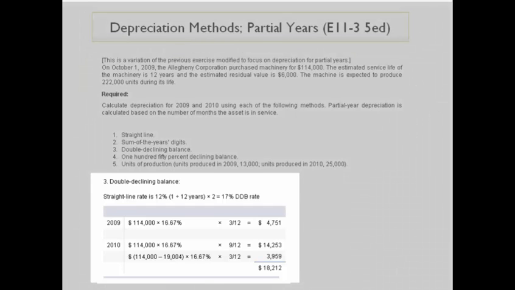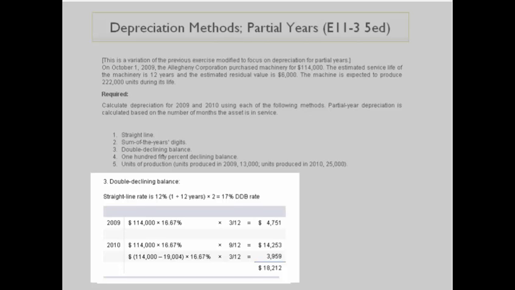Next, we take a look at the double declining balance. And how we calculate the double declining balance is very simple. We take the straight line rate, which was 1/12, and multiply it times 2. So 1/12 times 2 gets us a 17% double declining balance rate.